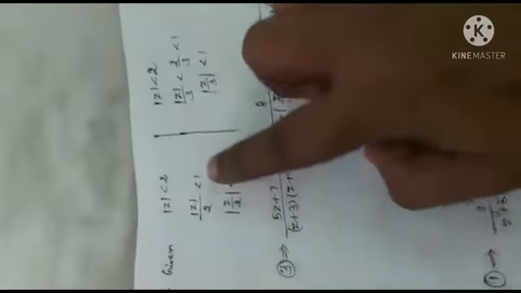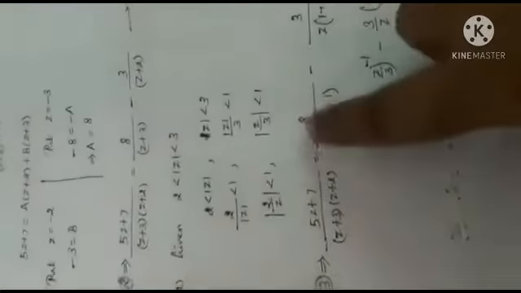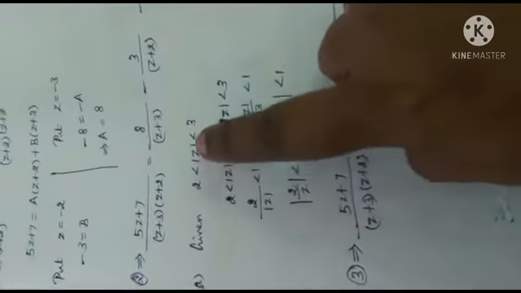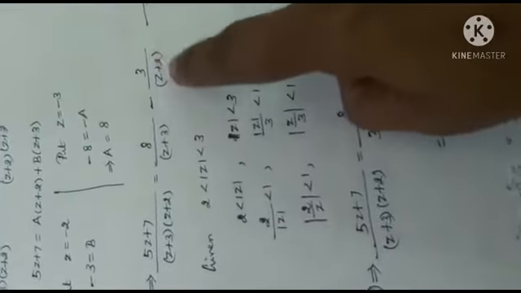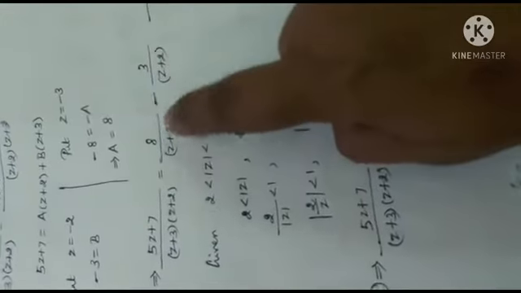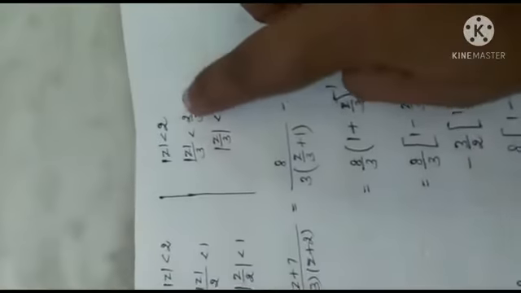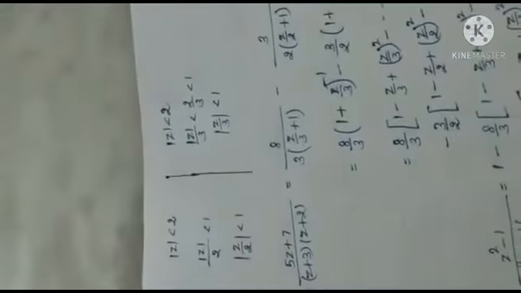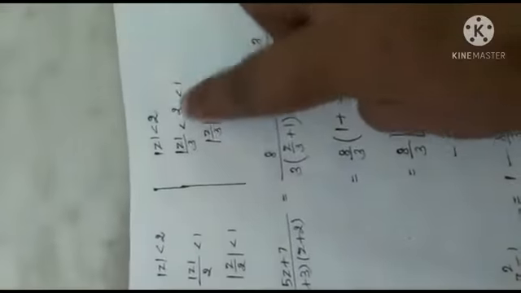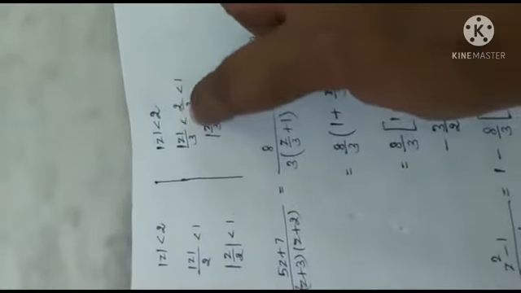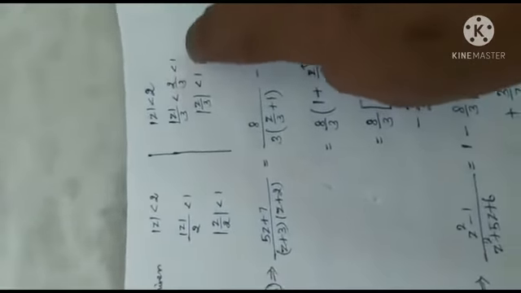Mod z less than 2. So modulus of z by 2 is less than 1. First term is ready: modulus of z by 2. Now we should get this z plus 3, right? You should take the same mod z less than 2. Divide both sides by 3, 2 by 3 is 0.667, which is less than 1.